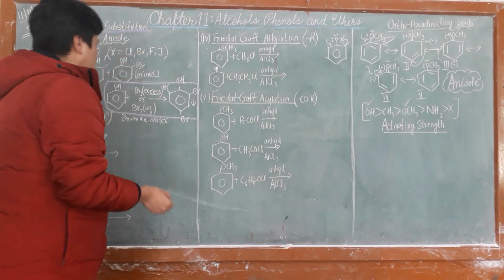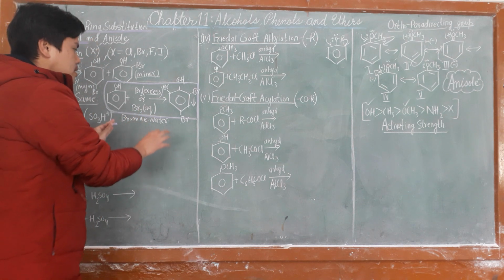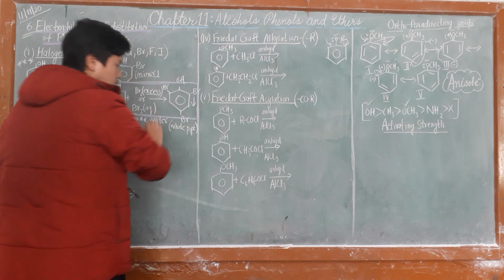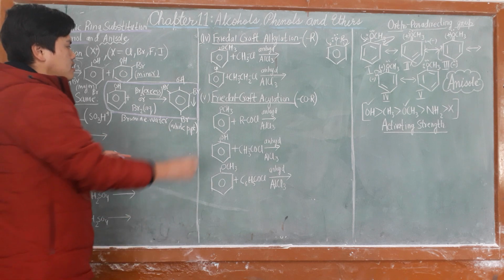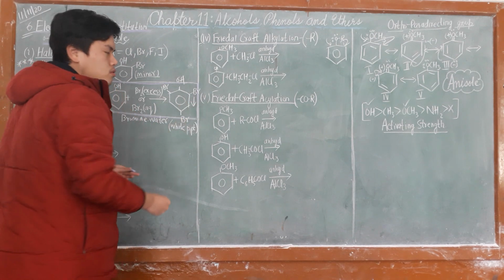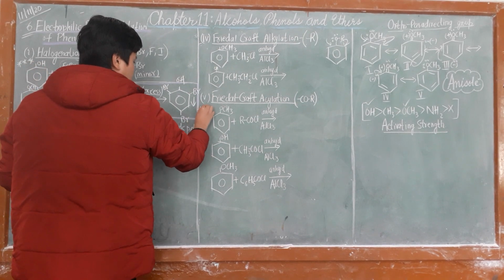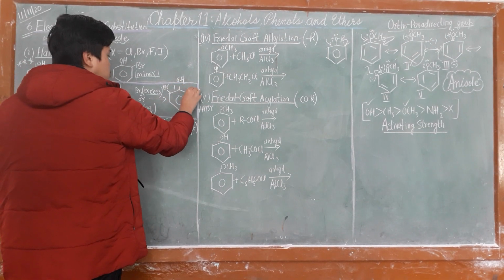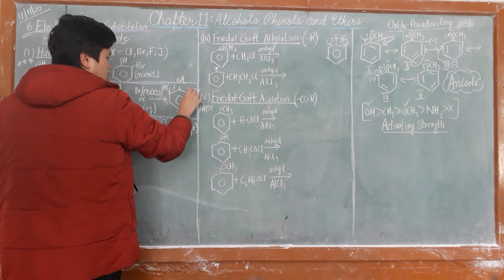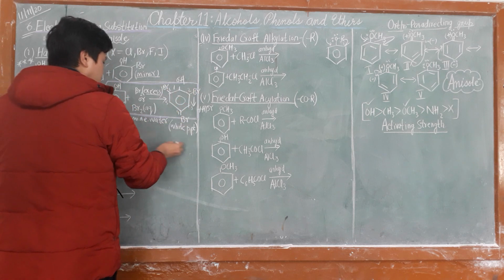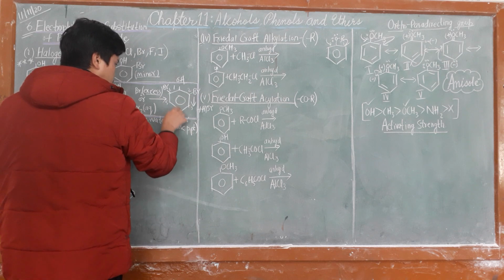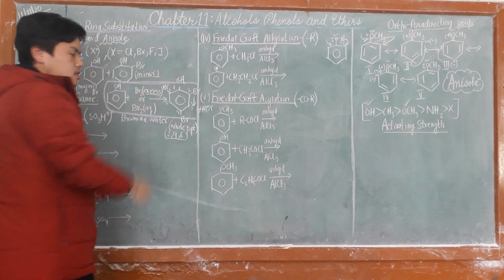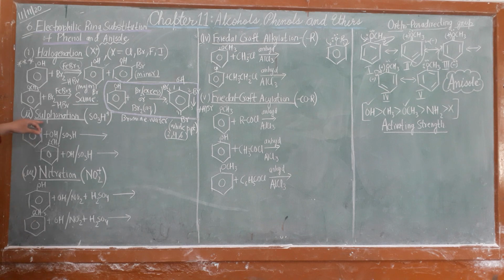This is a white precipitate. It's actually a type of electrophilic ring substitution chemical test, a distinction test. Because this is a white precipitate that settles down in the form of solution, plus the tribromo product and HBr. The name is 2,4,6-tribromophenol. The next one is sulfonation.